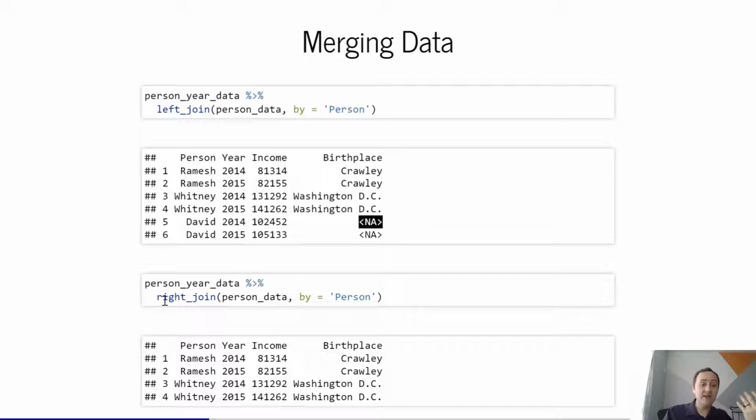On the other hand, if we did a right join, the right join keeps non-matching values from the second data set we give it, but not the first. So that means it's going to keep non-matched values from person data, of which there aren't any. Right? Everything in person data gets matched. Whereas David, who is in the first data set, he's not going to get kept because he didn't find a match. So David does not end up in this data set right here.